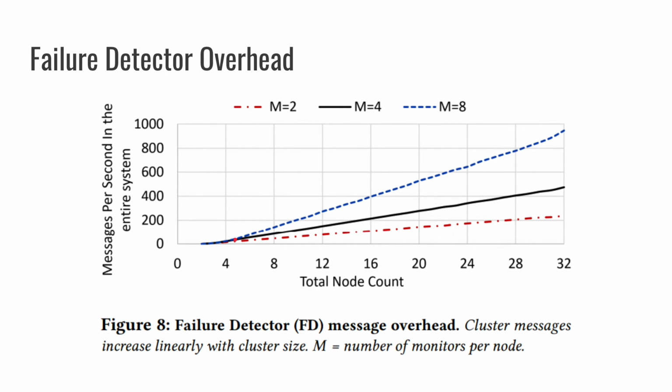Next, they also measured the overhead of the failure detector in Service Fabric. In this chart, the y-axis here is the messages per second in the entire system, and the x-axis is the number of nodes in the ring. The three different colors represent the different number of monitors in the ring. As you can see, the overhead scales linearly with the number of nodes, which means the per node overhead is a constant.